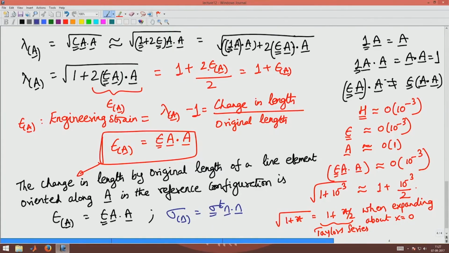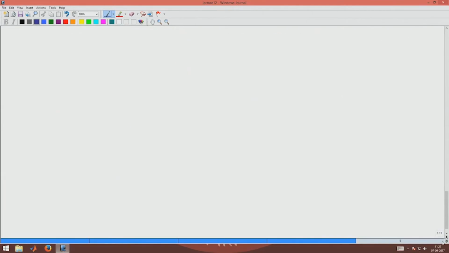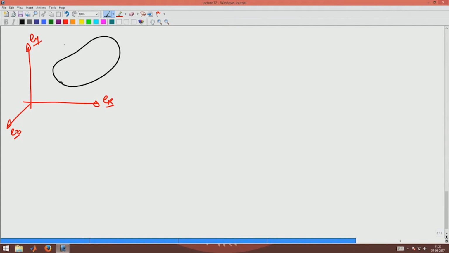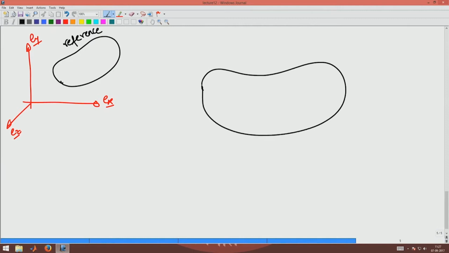Now, let us go about computing the angle change. Okay. Now, let us say I have a coordinate system Ex, Ey, Ez, and I have this body in the reference, a potato, this reference configuration. I have the same body in the current configuration.